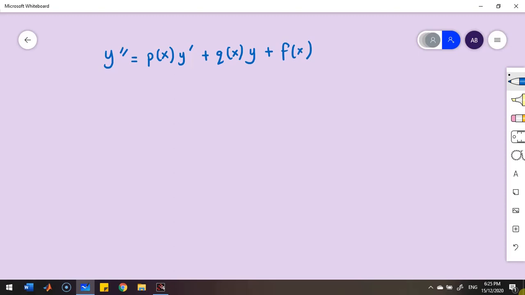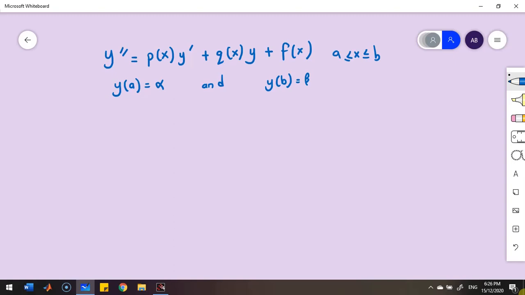Now, in last week's lecture, if you still remember, I showed you how you can solve this boundary value problem for the given boundary conditions y(a) equals alpha and y(b) equals beta using finite difference approximation.